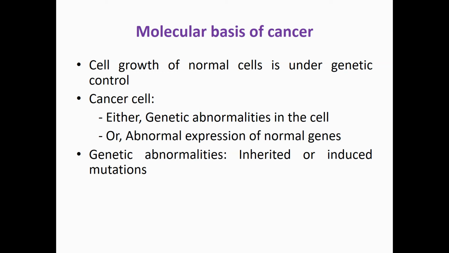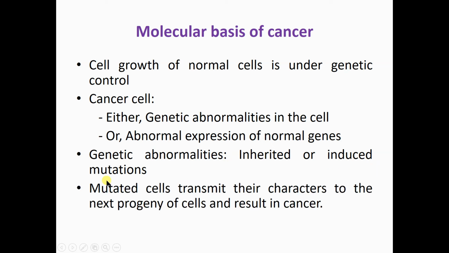Now, there are two causes of the genetic abnormalities which can lead to cancer. Either it may be present since birth, which is known as an inherited cause of genetic abnormality, or this type of genetic abnormality occurs after birth, which is an induced mutation due to certain environmental factors or lifestyle modifications that we have discussed under etiology in the previous class. So these are the causes of genetic abnormality: inherited or induced mutations.